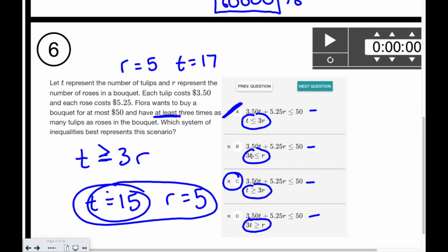And here, 3 times 17 is not less than or equal to 5. Obviously, this one works because it's the right answer. Here's where we get into trouble, though, because 3 times 17 is more than 5. So picking numbers doesn't narrow it down to just one, and it's not helpful to get the final answer. You really have to understand how to come up with this yourself.